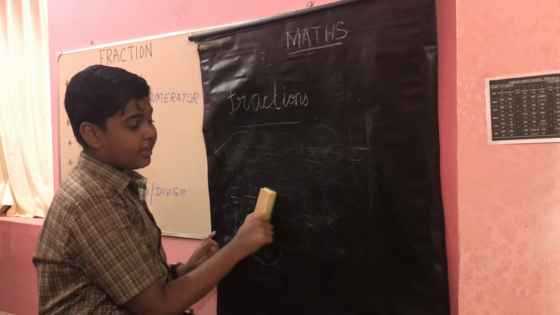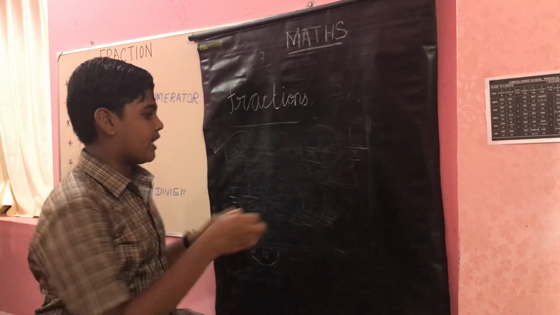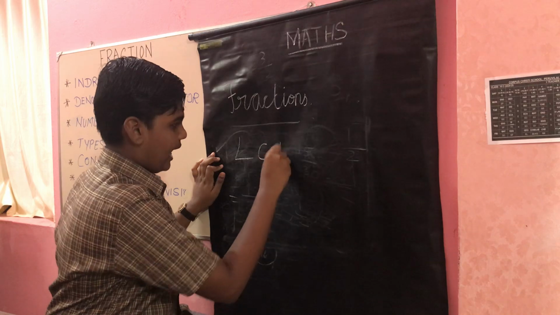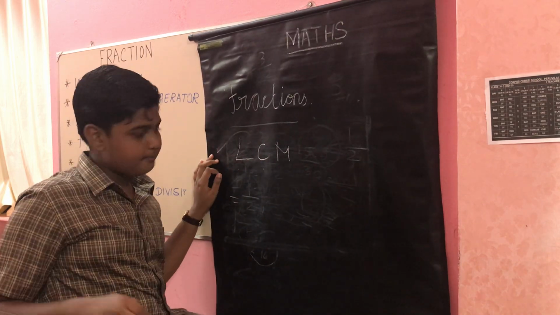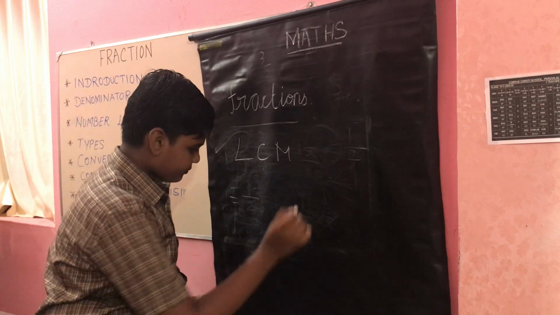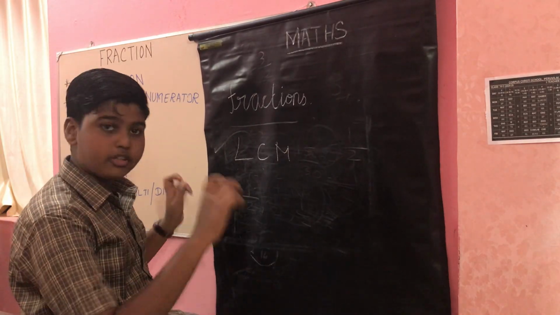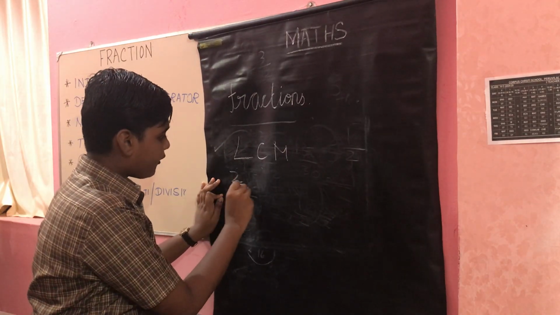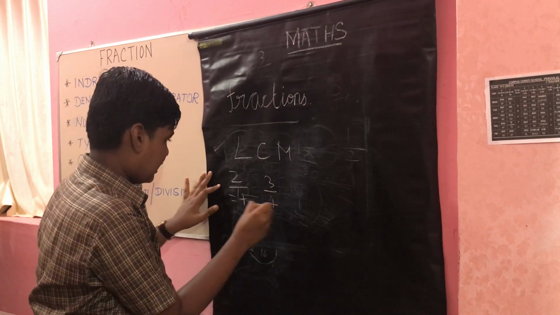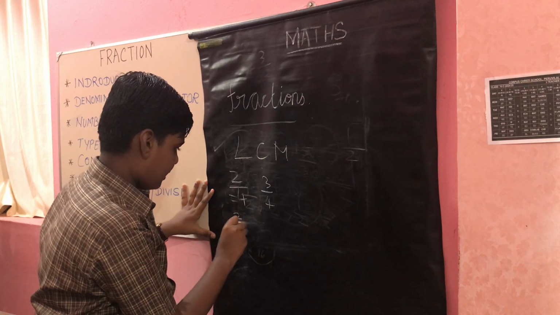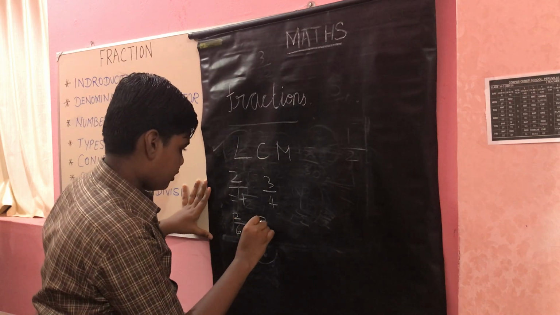Okay, now let's go to comparison. And now we are going to make use of a method known as LCM, that's least common multiple. Okay, now let's learn. Now I'll take two fractions, 2 by 4 and 3 by 4. And another example, 2 by 6 and 2 by 8.